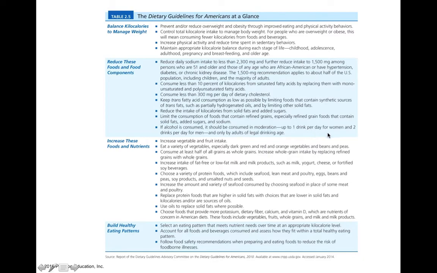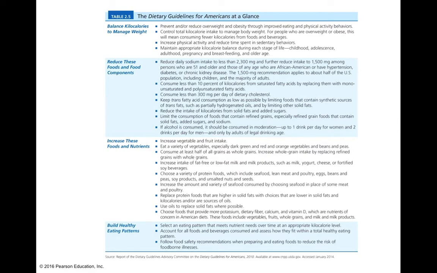One drink per day for women and 2 drinks per day for men, and obviously only by adults of legal drinking age. But remember that alcohol is a non-nutritive calorie source. So it will add calories to your diet, but not add any nutrition to your diet at all. And it adds calories at a rate of 7 kilocalories per gram.